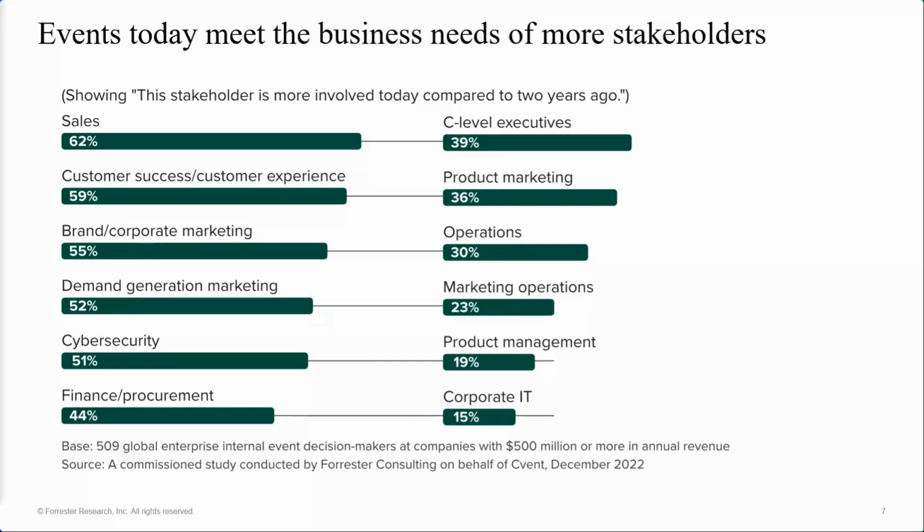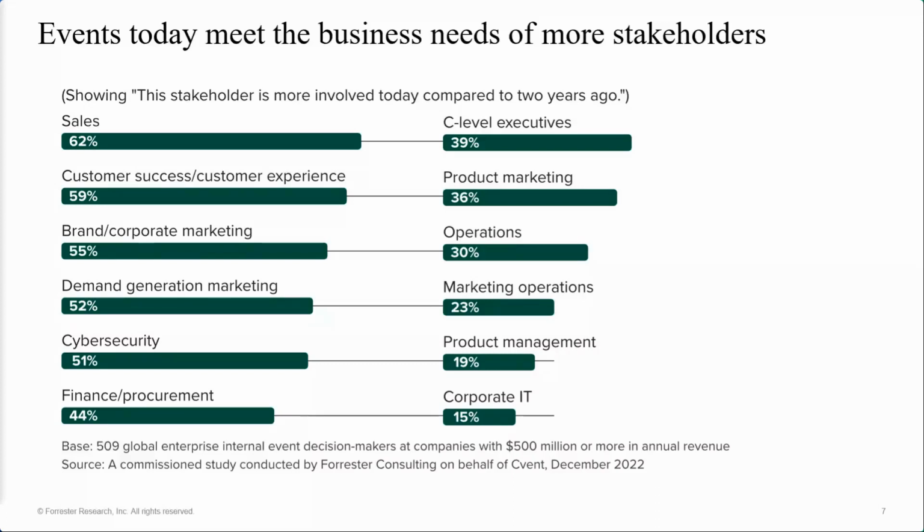So with the question here, you have to pay attention. It says this stakeholder is more involved today as compared to 2 years ago. So keep that in mind as you read through these results. Events involve more stakeholders. For example, if you look at corporate IT, you go, wait, only 15%? No, corporate IT has been involved for a while. In fact, in a separate question, more than half said that IT owns their event technology RFPs.